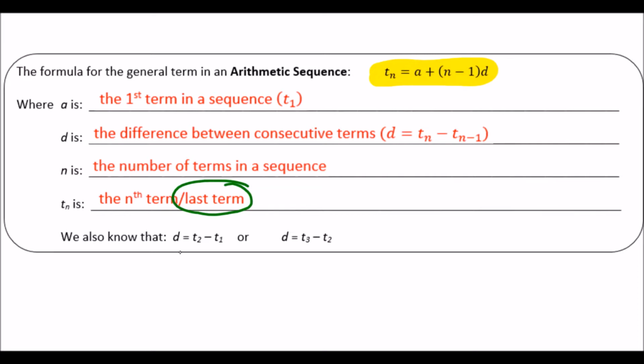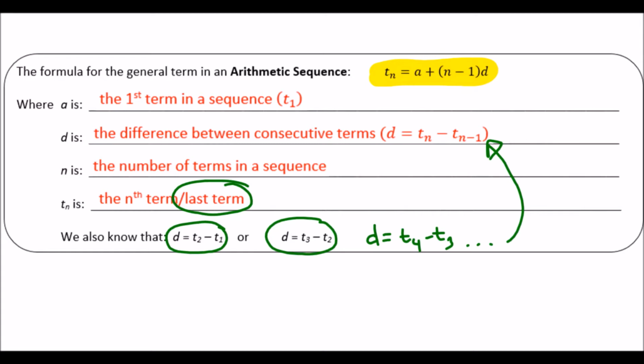We also know that d is equal to, we use these ones the most, d is equal to t2 minus t1, or d is equal to t3 minus t2, or d is equal to t4 minus t3. But also notice that the n value is always larger for the first term minus the second one, and always a difference of 1. And then we can just continue that forever and ever. And that's where this formula here comes from.